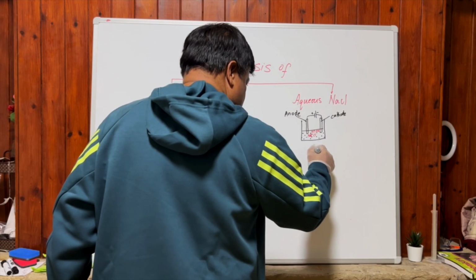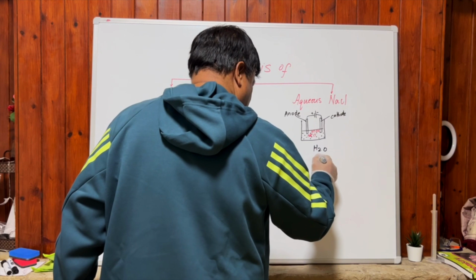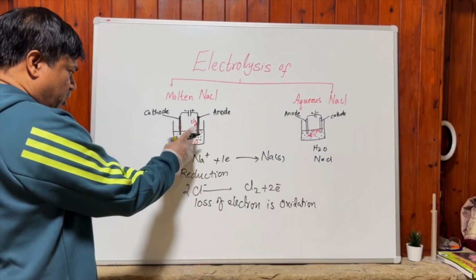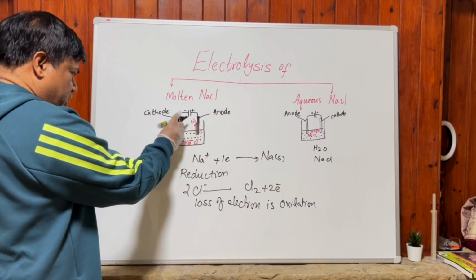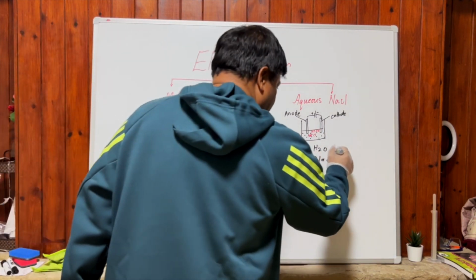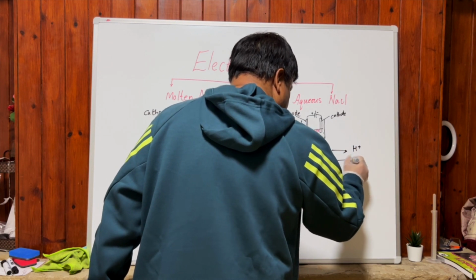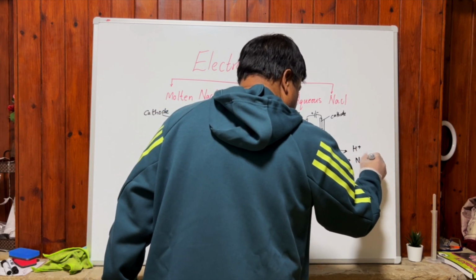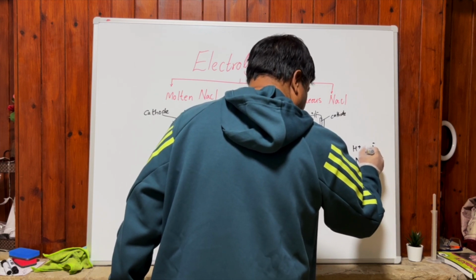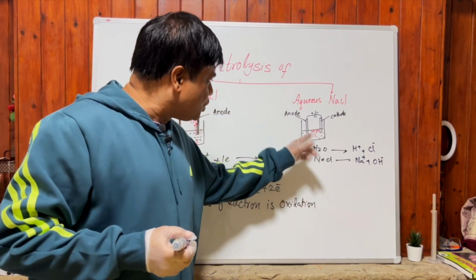We have H2O, aqueous means water molecules, and we have NaCl. In the molten case, simply, Na splits as Na+ and chlorine as Cl-. But here we have two positive ions, H+ and Na+, and two negative ions, Cl- and OH-. Now we have to decide which one goes to the cathode.